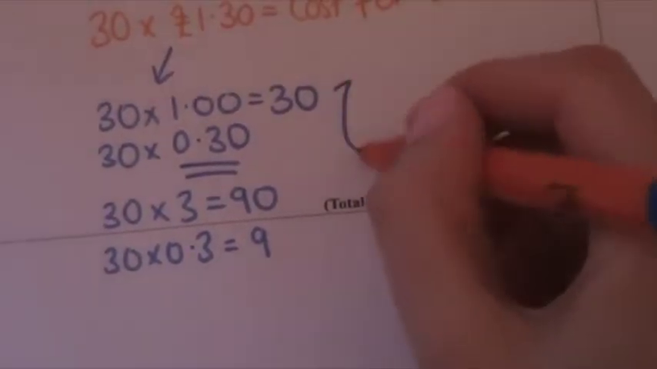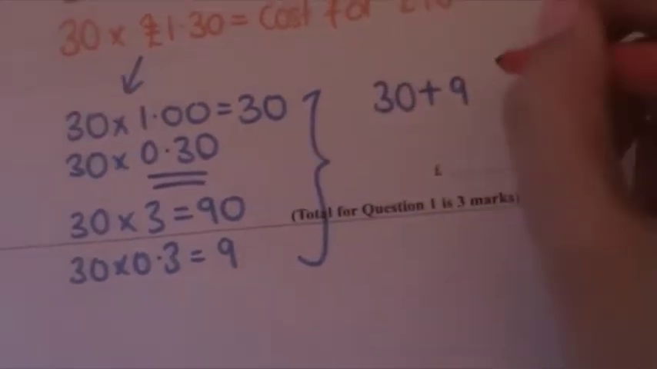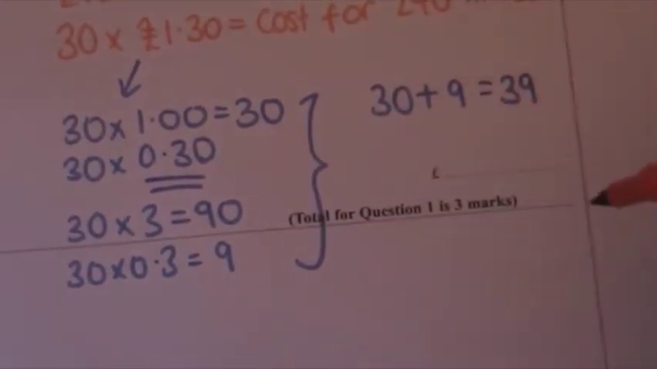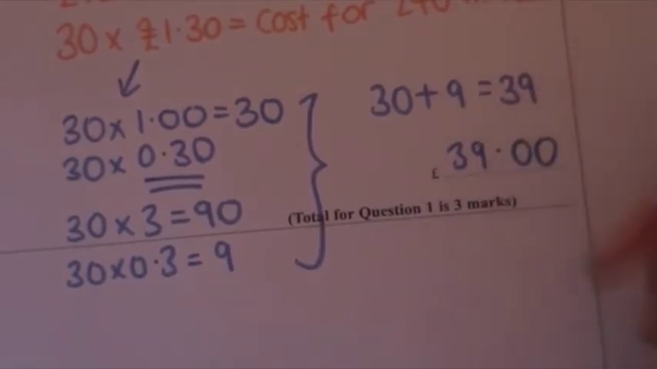So then if we wanted to add up our total cost, we've got 30, add 9, which gives us 39. Now it's in pounds because it's his cost for petrol, so that would be £39.